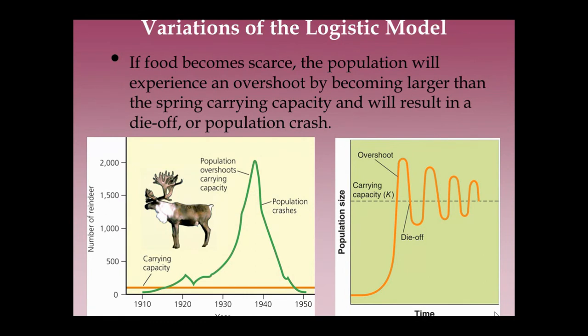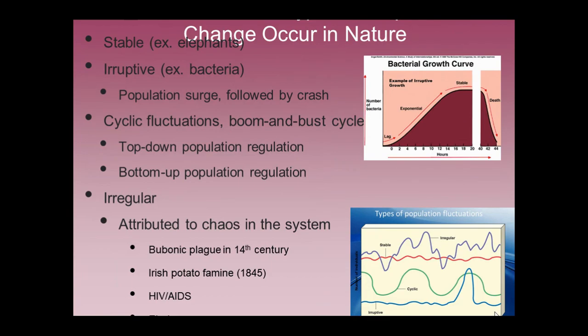Four general types of population fluctuations in nature are stable, eruptive, cyclic, and irregular. A stable population fluctuates slightly above and below carrying capacity and is characteristic of many species living under fairly constant environmental conditions. Some species have a fairly stable population that may occasionally erupt to a high peak and then crash to below carrying capacity. This is characteristic of short-lived, rapidly reproducing species.